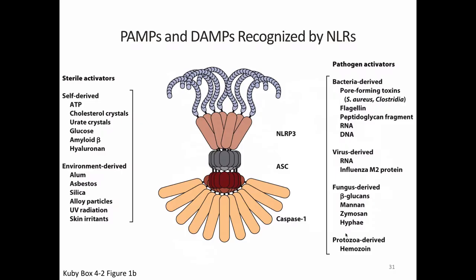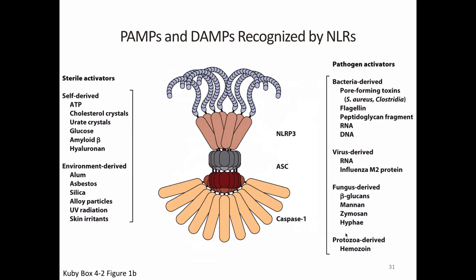So this is a short list of some of the things NLRP3 has been shown to work downstream of. You can see that some of them are things like ATP, cholesterol, uric acid, glucose, amyloid beta, and hyaluron, which are all self things. Those might be damps. We've got things like alum, asbestos, silica, alloy, UV radiation. We've got bacterial pore-forming toxins, flagellin, peptidoglycan, RNA, DNA, beta-glucan, mannose, zymosan, hyphae, and hemozoin. Dr. Cassano, if he was here right now, would not be happy. Because what he would be able to tell you is that, no, there is not one protein that binds to all of these things.